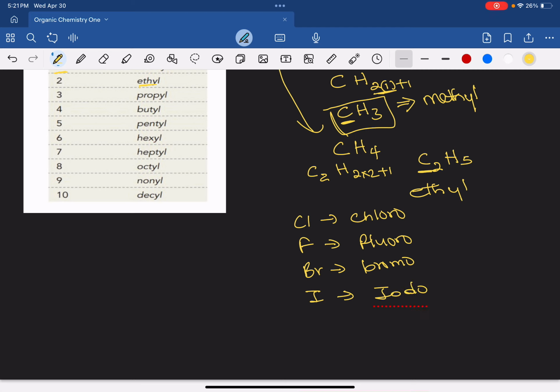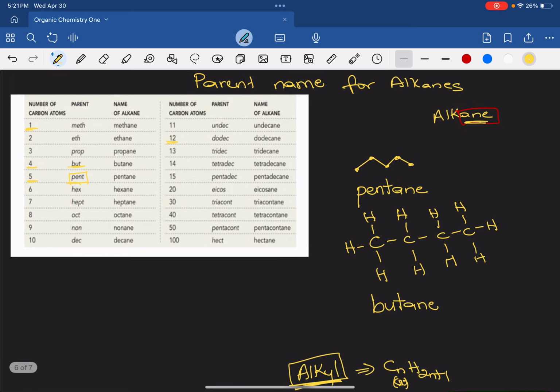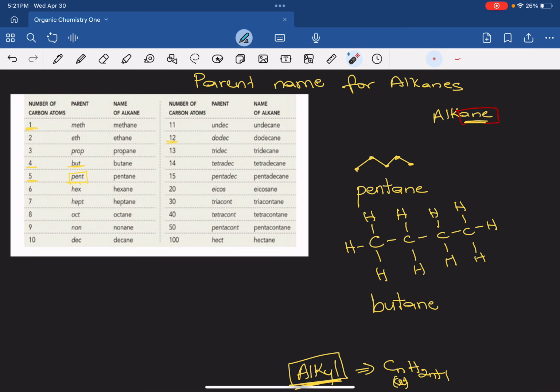So this is your Bible. You must know 1 through 12, right? You have to know that if the parent chain has 3 carbons, then the name starts with prop. Since we're doing alkane, you take the ANE, so it's propane. Okay? This is your Bible. Please learn 1 to 12.